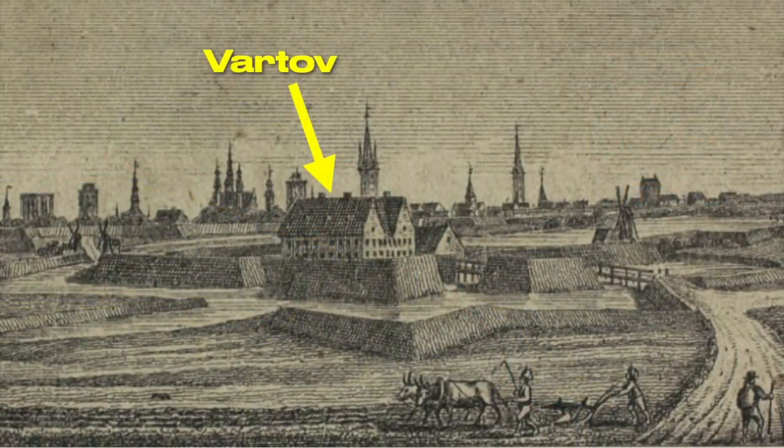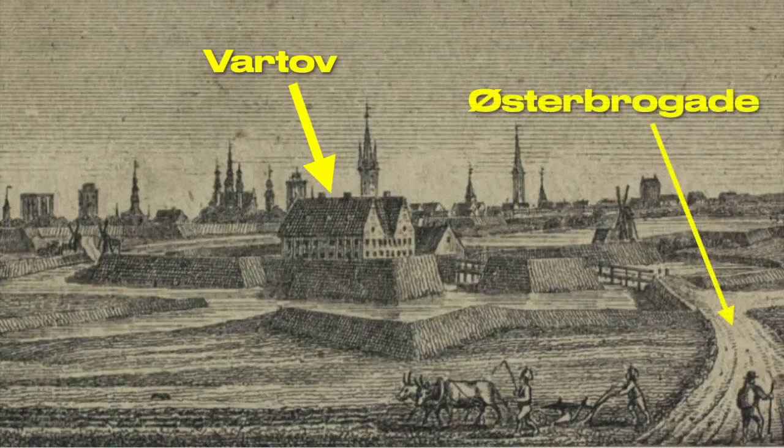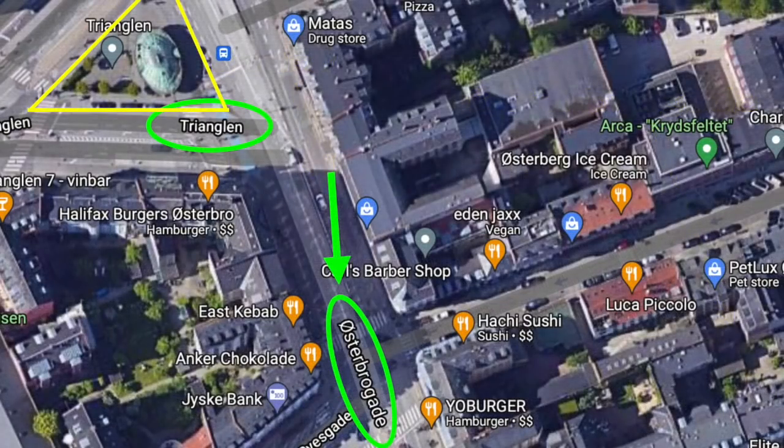An illustration of New Vartov from 1646 shows a building alongside this road running up from the south. This road is the Oosterbrogade, the same road shown here in Google Maps.